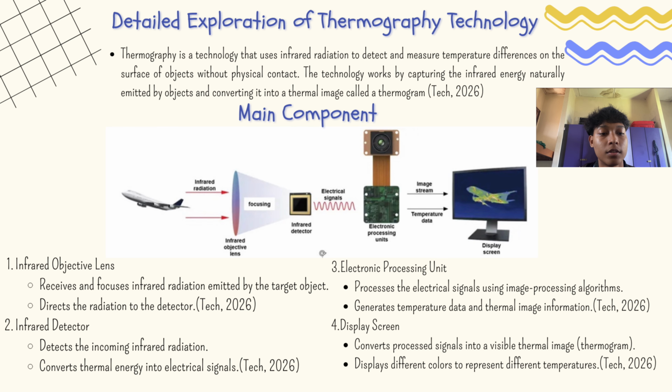Third is the electronic processing unit. It processes the electrical signal using image processing algorithms and generates temperature data as well as thermal image information. Finally, the display screen converts the processed signal into a visible thermal image, known as the thermogram. These components work together to allow accurate temperature measurement without direct contact with the object.